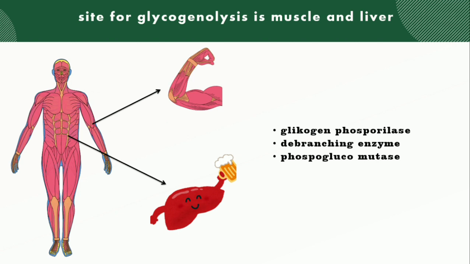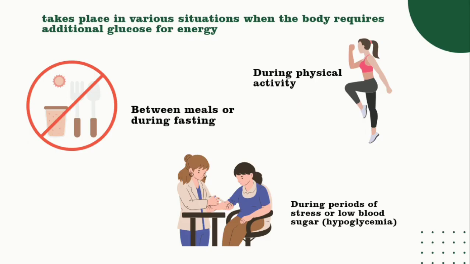Then we ask, when does it take place? It takes place in various situations when our body requires additional glucose for energy. Here are some conditions when glycogenolysis occurs. The first is during physical activity, the second is between meals or during fasting, and the last is during periods of stress or low blood sugar. When these situations occur, our body needs energy, and to obtain that energy, glycogen will be broken down into glucose, which is the process of glycogenolysis.